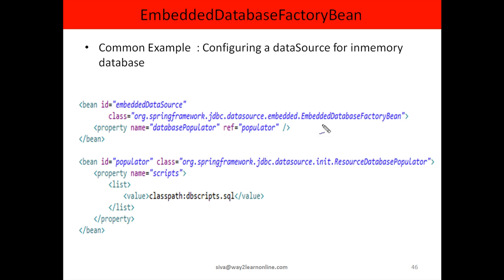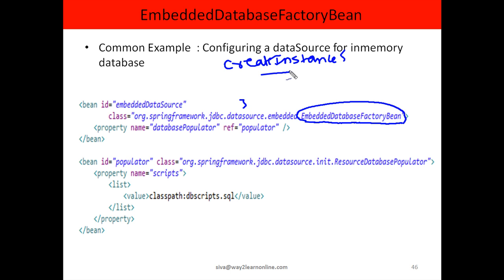If you see, there's a bean called as embedded database factorybean. So as you can assume, this is implementing factorybean. So can you guess what is the logic inside it? There will be a method called as create instance inside this class, because it's implementing factorybean interface, and here there will be a logic to start an in-memory database.